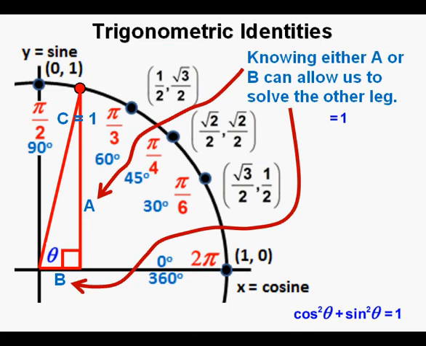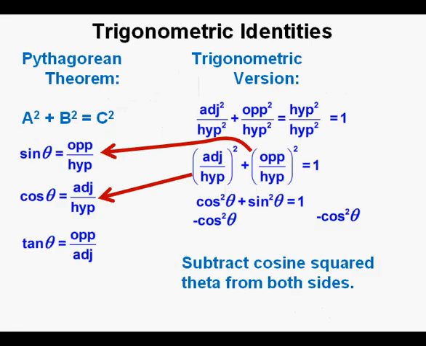So this means that if we know either A or B of this triangle, which would be either sine or cosine, we can solve for the other leg using the Pythagorean theorem, since we know that the hypotenuse is 1. We'll use this identity at the end of the lesson to solve for sine or cosine. Now we can create related identities with sine theta by itself and cosine theta by itself.